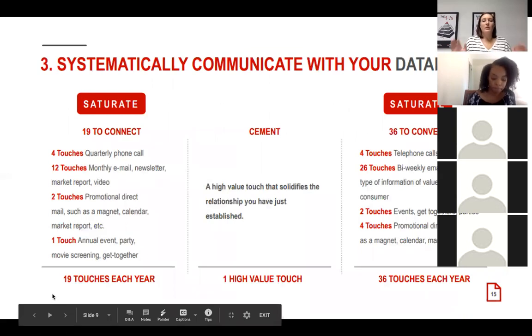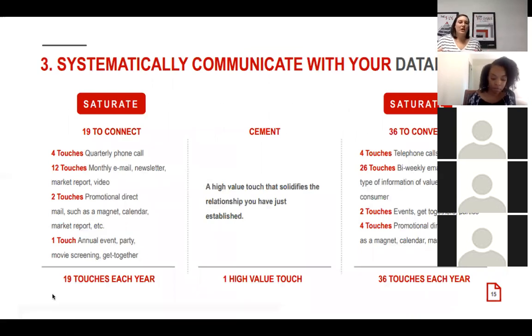So this is where you want to screenshot or just write down. I will also share this in the Facebook group, so if you want that way. So you're going to saturate your relationships. Remember though, new people get the 8x8 first. Okay, 8x8 first. And then we have the 19 to connect.